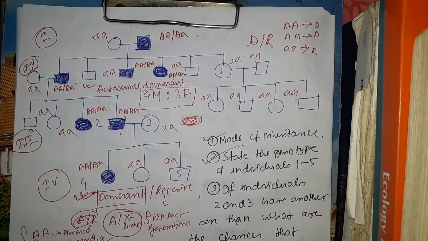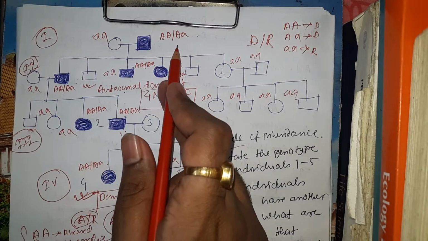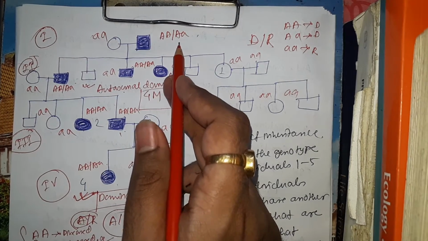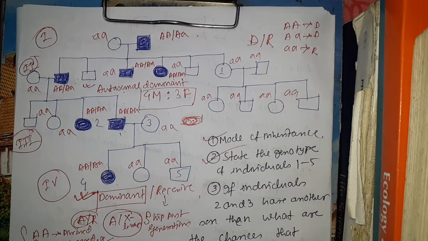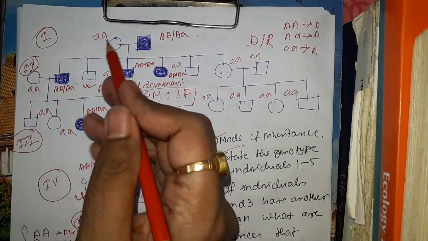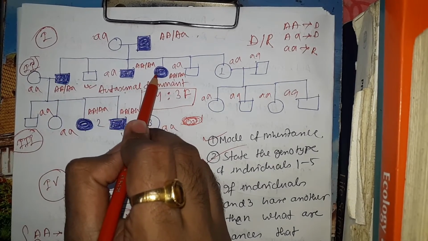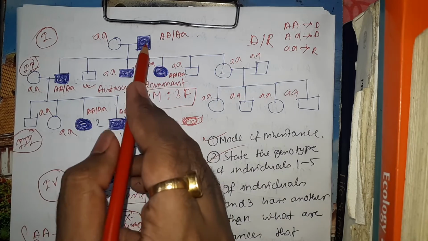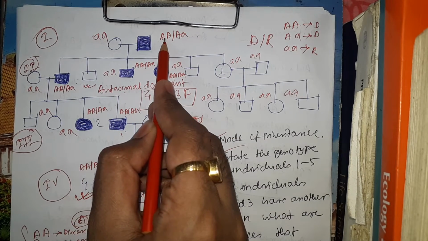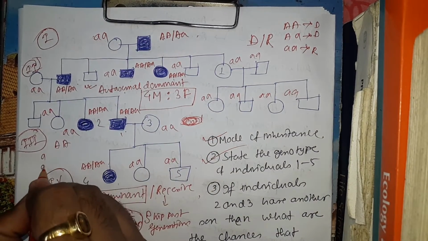Now again come back. In case of filled symbols, we can easily conclude that they have either genotype capital A capital A or capital A small a. Now by doing a simple Punnett square, we need to conclude which one we have to take, whether capital A capital A or capital A small a. So let's do this. By simply observing, we can easily conclude that as they have 3 diseased children and 3 normal ones, we can take this one. No, sorry. If we take this one, then the Punnett square will give us something like that.